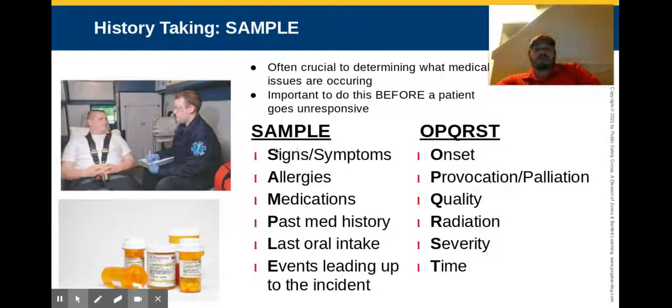So a sign would be, ooh, you're really sweaty. A symptom would be, oh, I feel nauseous, right? I can't see nausea. I can't see chest pain, but a patient could tell me that. That's a symptom, all right? I might see sweating or pale skin color or something like that, but I can't see that somebody's dizzy or nauseous, okay? A, allergies. So is the patient allergic to anything?